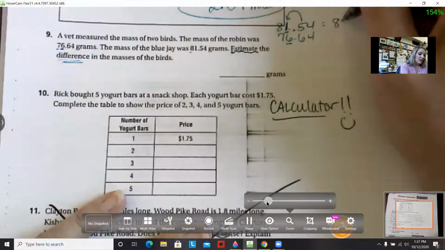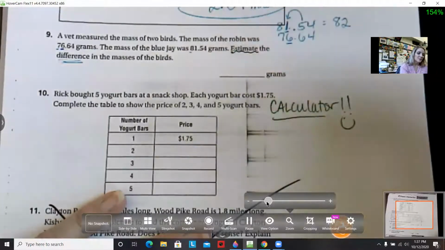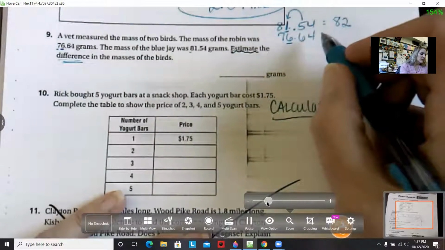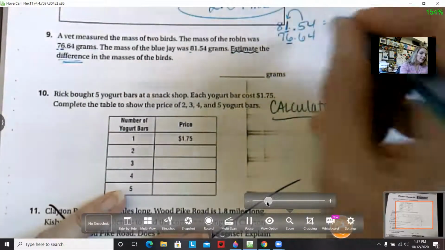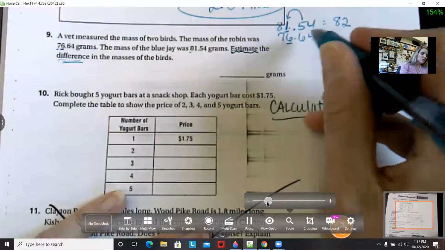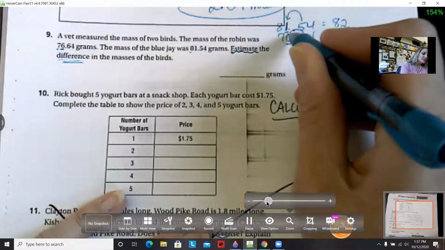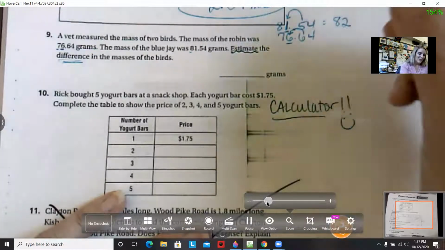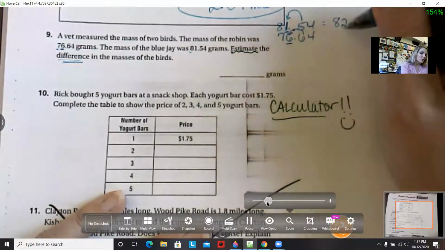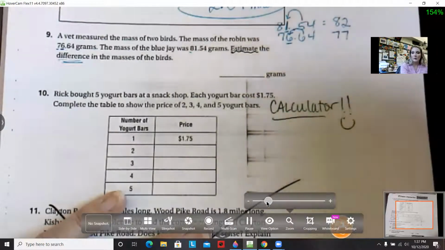Good, so that's about 82 grams. And that was the blue jay. I put that one on top. And the mass of the robin, look, we want to round it to the ones place. Use the 6 next door. This 6 makes this 6 turn into a 7. Good. So this bird's weight is about 77 grams.